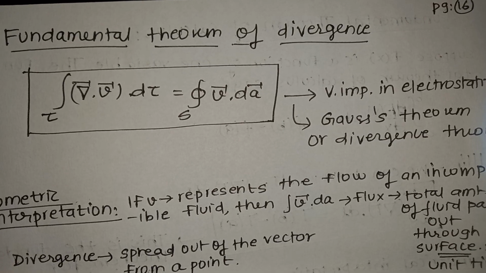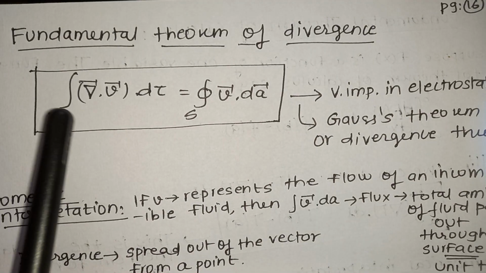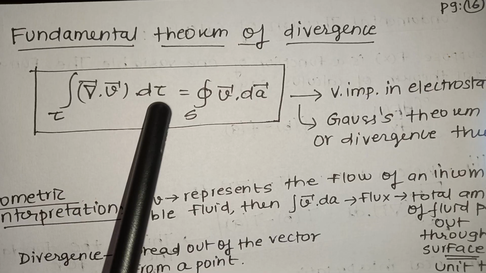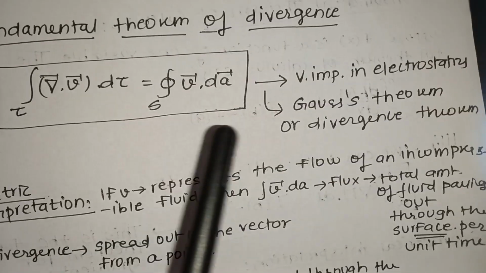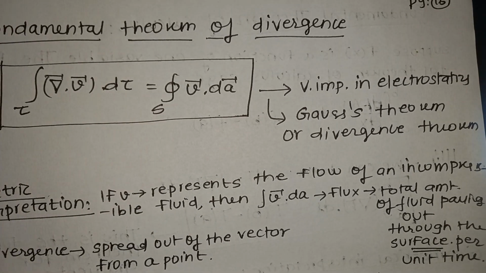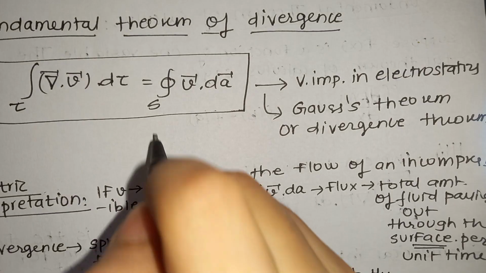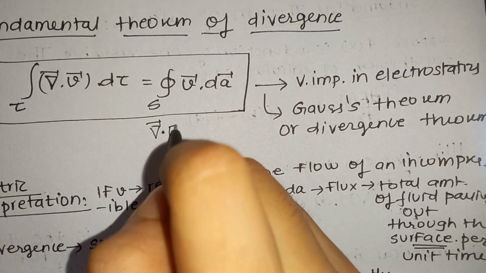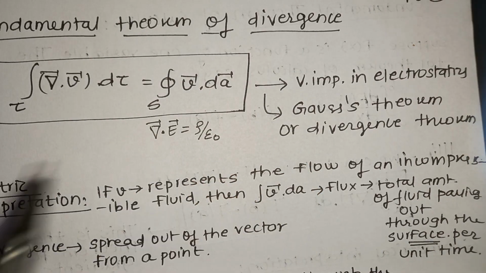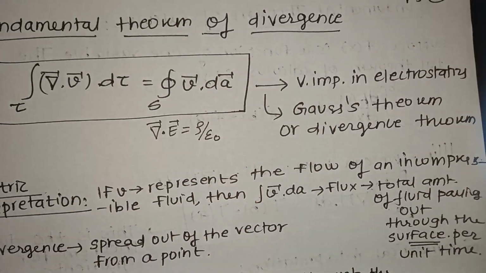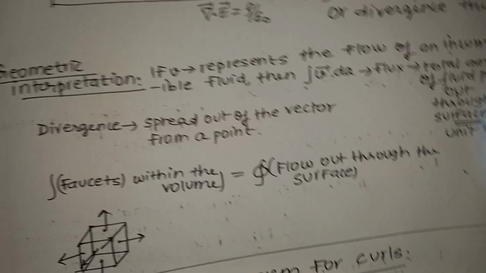According to the fundamental theorem of divergence, the volume integral over d tau of the divergence of v d tau is equal to the closed surface integral of v dot dA. This rule is very important in electrostatics, especially in Gauss theorem. In Gauss theorem we have the divergence of the electric field equal to rho by epsilon naught, and we get this divergence of the electric field as rho by epsilon naught from this kind of integral.